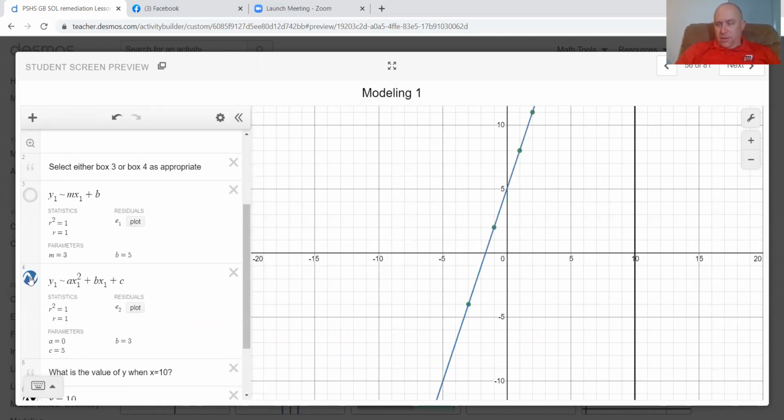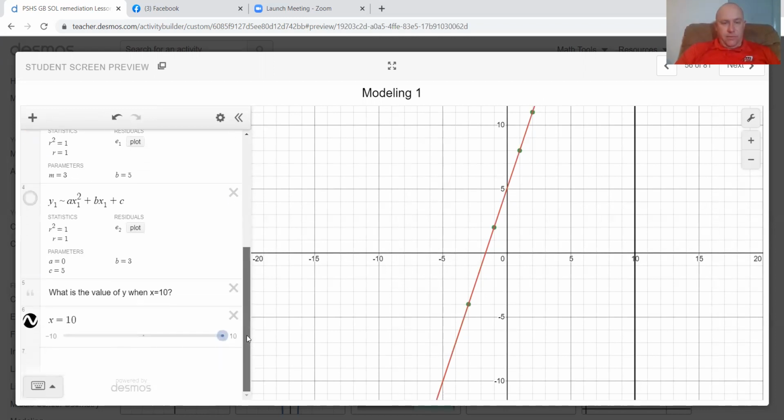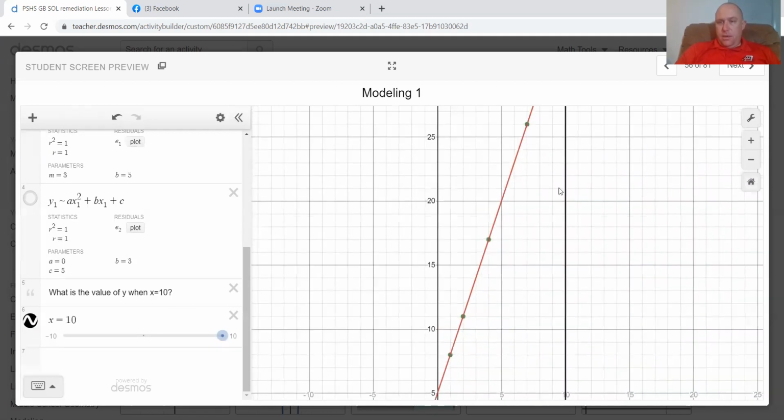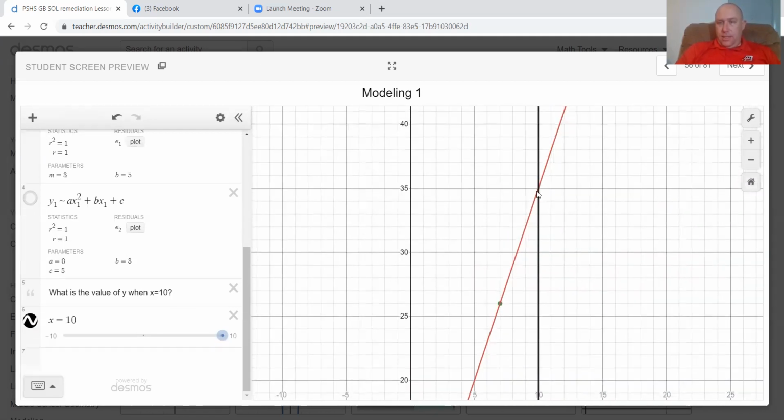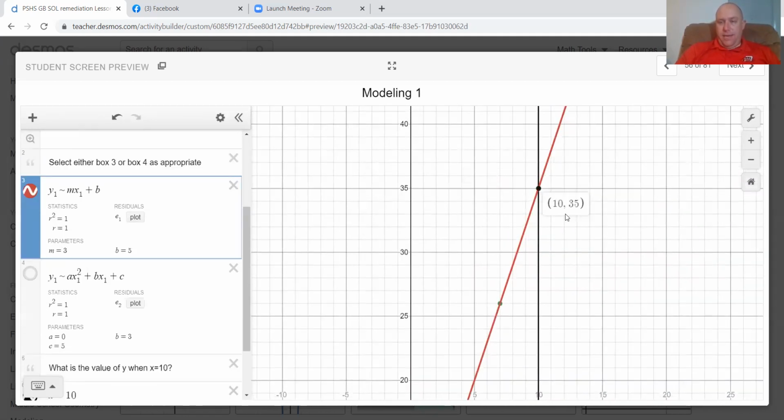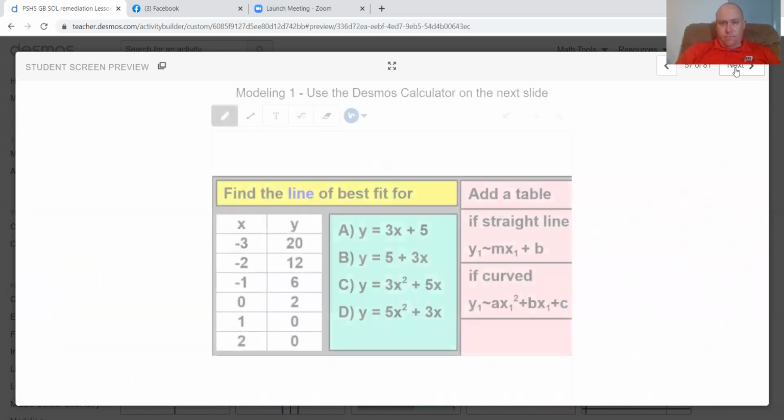Now, this one will also go through every single point, which is why you need to focus on whether it is actually a straight line or is it curved. So as this is a straight line, I'm definitely going to pick this one out here. So the numbers 3 and 5 tell me the equation is 3x plus 5. And when it says what is the value when x equals 10, you can just type in the number and go ahead and look where it actually crosses. And then you can pick out that number. So 35 would be the answer for this one.